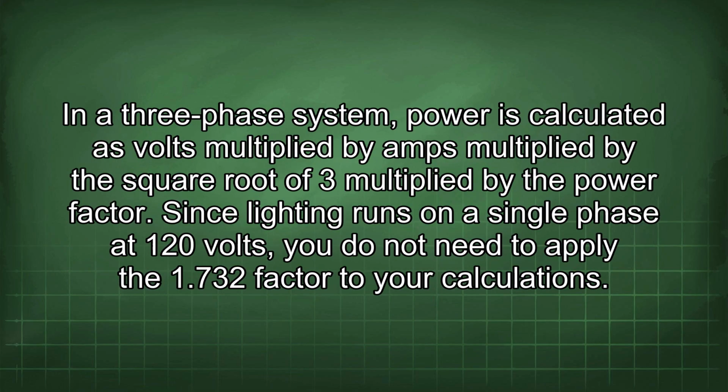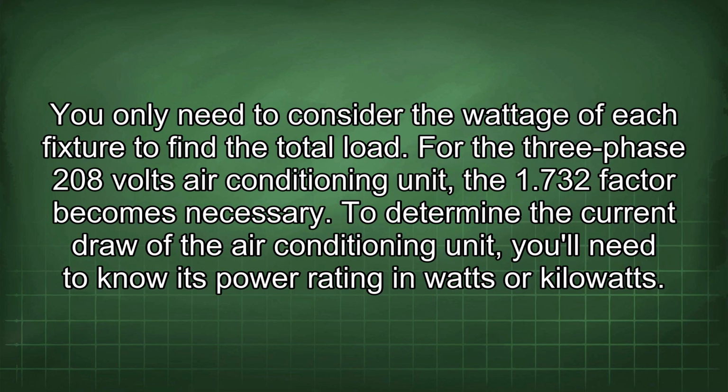In a three-phase system, power is calculated as volts multiplied by amps multiplied by the square root of 3 multiplied by the power factor. Since lighting runs on a single phase at 120 volts, you do not need to apply the 1.732 factor to your calculations. You only need to consider the wattage of each fixture to find the total load.